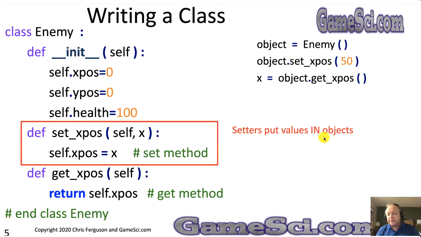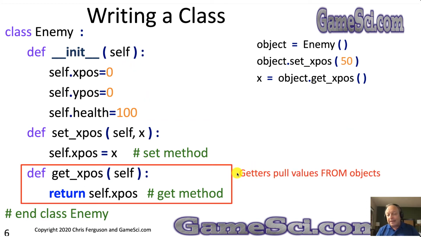Setters are methods that put values in objects. The reason you build a set method or a setter is to insert new values into the variables of the object. Getters pull values from objects. The reason we create a get method is so we can extract one of these values from our object. Setters put values into the object variables. Getters pull values out of the object variables.